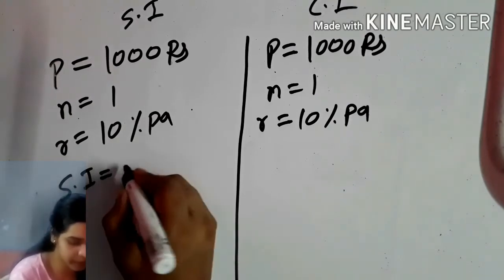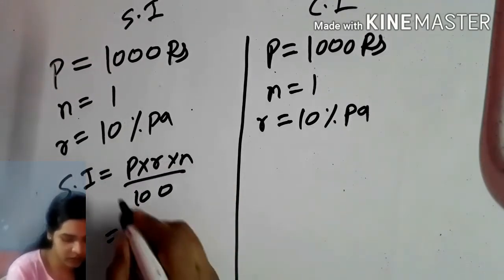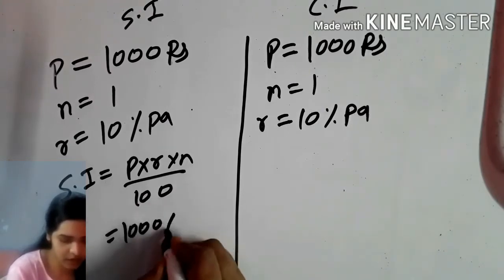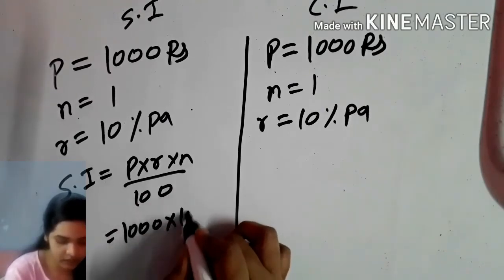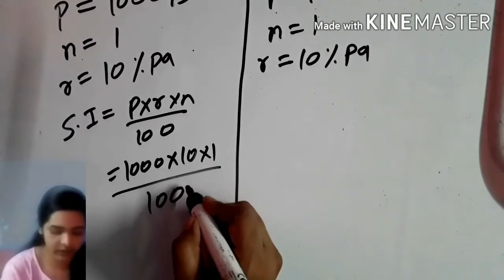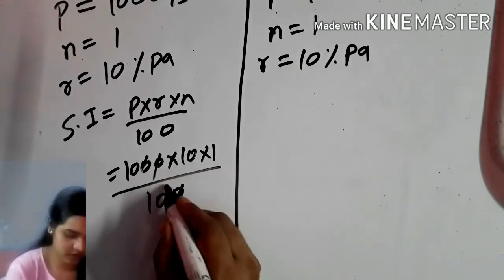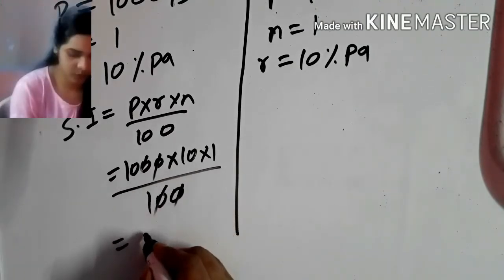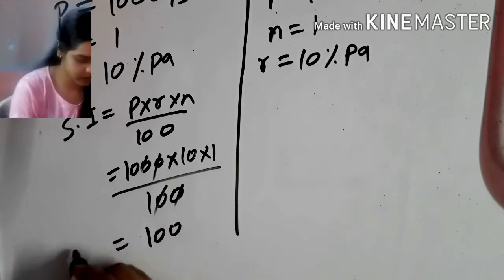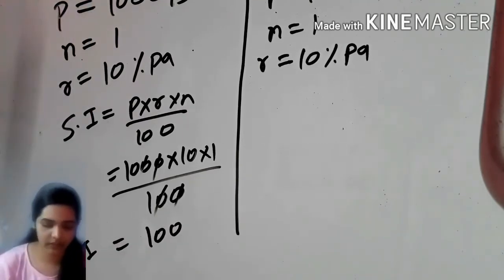SI is equal to P into R into N upon 100. So depositing 1000 rupees as principal, R is 10 and N is 1, upon 100. Calculating this, the SI is 100 rupees.